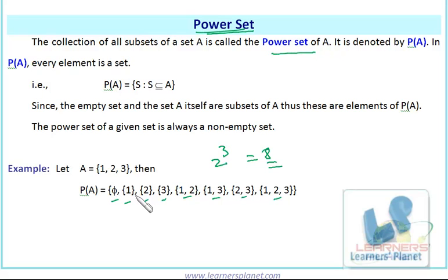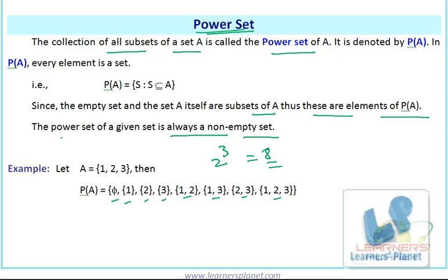So the null set, and then the others, and the set of all these sets, like {1}, {2}, {3}, {1, 2, 3}. These are subsets of set A, and the set of all these sets is the power set. So how many sets will be there in this power set? 2 cubed, that is 8, because there are 3 elements in set A. So the collection of all subsets of set A is the power set. The empty set and the set A itself are subsets of A, so these are elements of power set A. The power set of a given set is always a non-empty set.